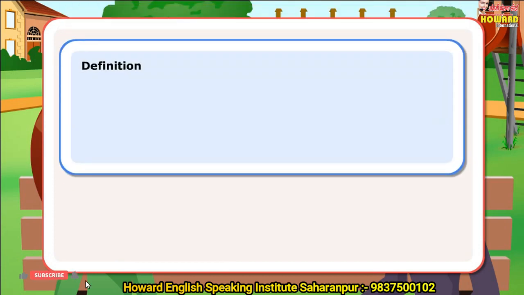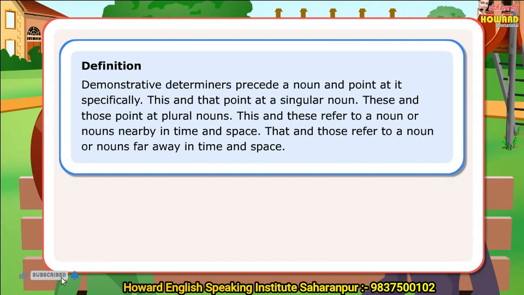Definition. Demonstrative determiners precede a noun and point at it specifically. This and that point at a singular noun. These and those point at plural nouns.